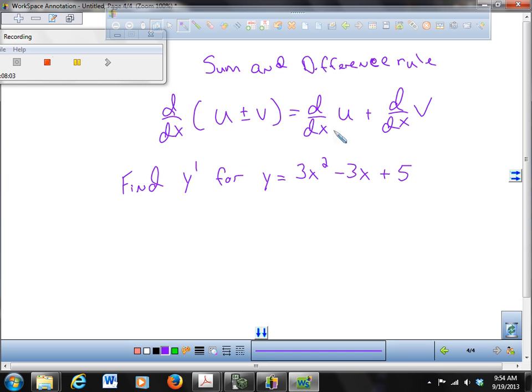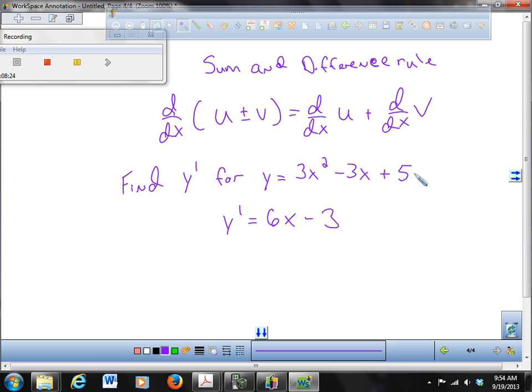I can break this into 3 separate derivatives. So y prime, what's the derivative of this? 6x. Does everyone see where we got 6x? 2 times 3, lower the exponent by 1. What's the derivative of negative 3x?